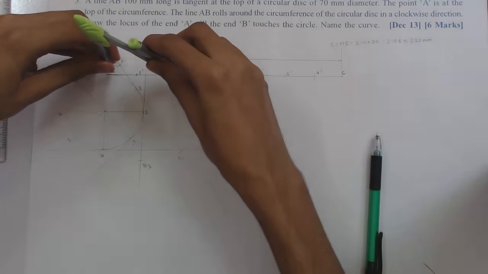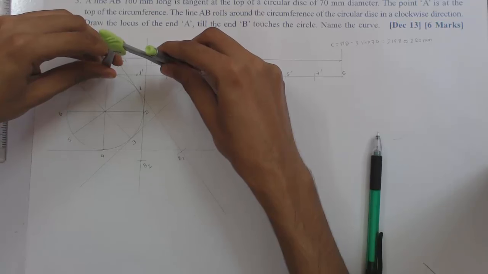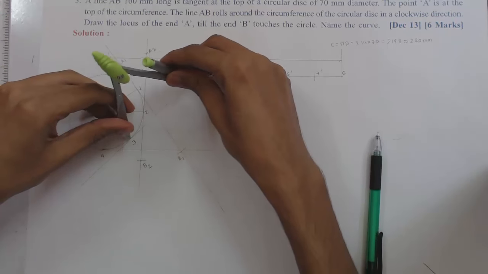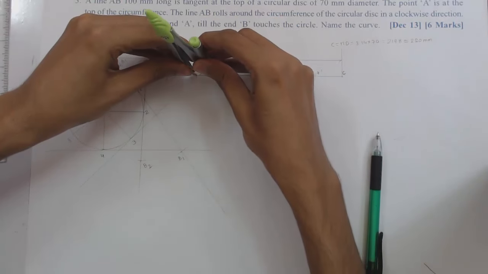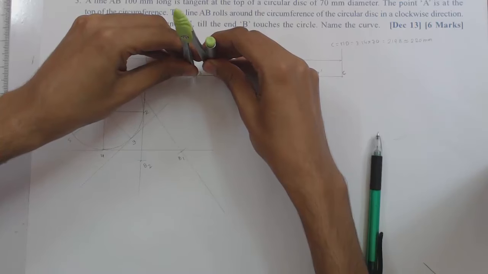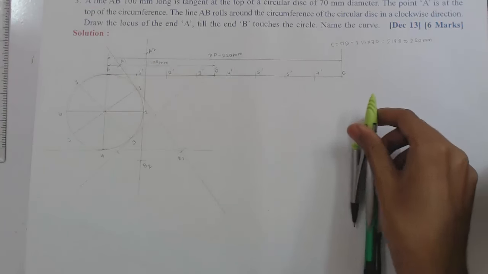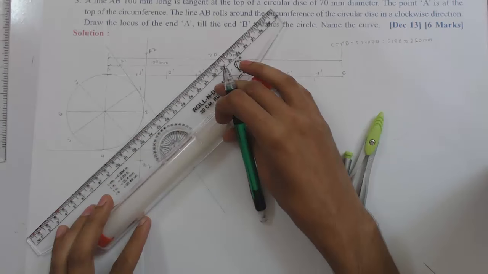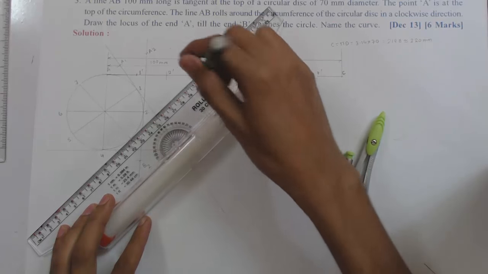Then moving to the next division, so A to 3 dash, I have to mark on this side, and the remaining 3 dash to B on this side. So I need to produce this tangent to get the new position of A.